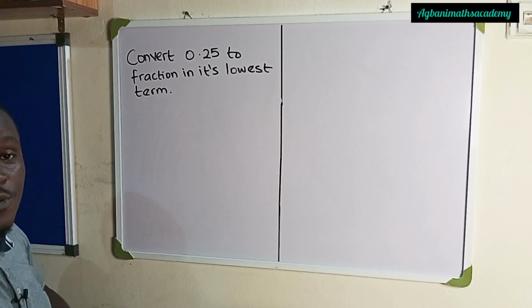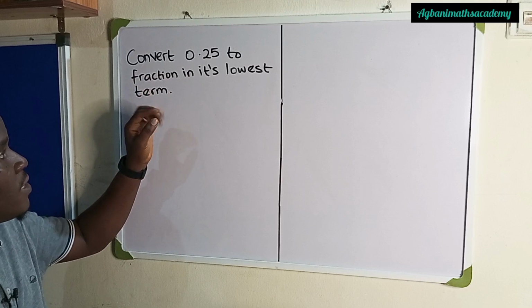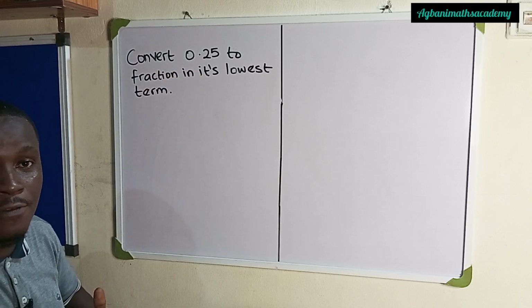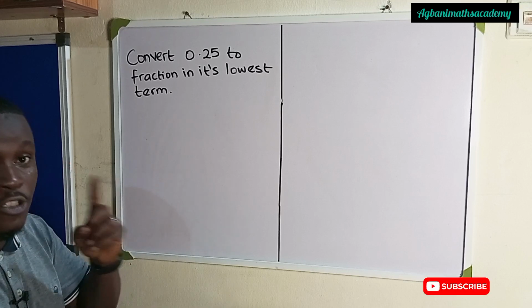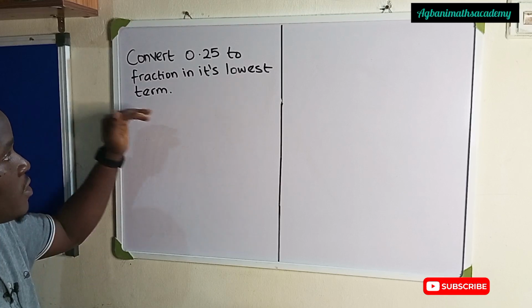Hi guys, let's look at this simple question that we have here. We're told to convert 0.25 to fraction in its lowest term. So this value we have here is in decimal form. We're expected to convert it to fraction, and not just converting it to fraction, we are to convert it to fraction in its lowest term.